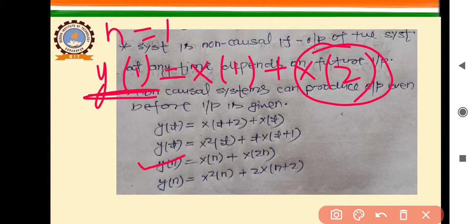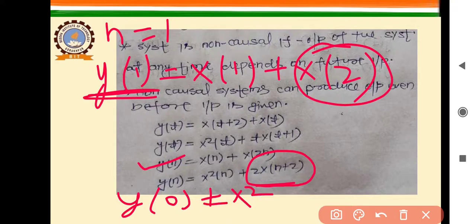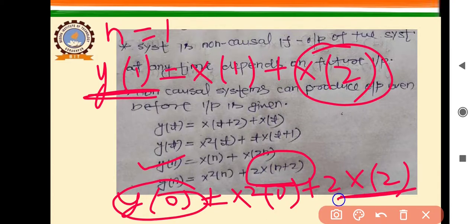In the same way, for the next example, because of x of n plus 2 given here, if I put n equal to 0, then y of 0 will be dependent on x of 2. For y of 0, x of 2 is the future value of the input. It means that the given system is a non-causal system.